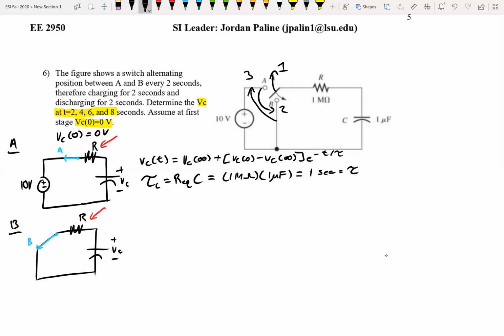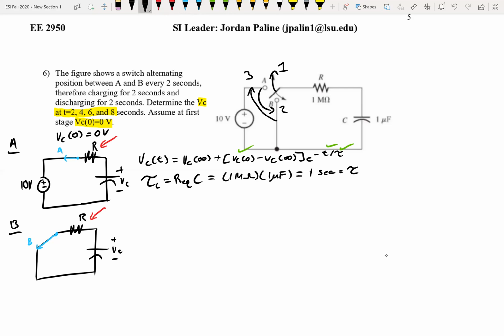So let's see. If we were looking at the first equation here to see how much it's going to charge up over a period of 2 seconds, we need to first look at what we have and what we don't have. We already figured out tau. We have time. We have V of C initial. We just need V of C at infinity.